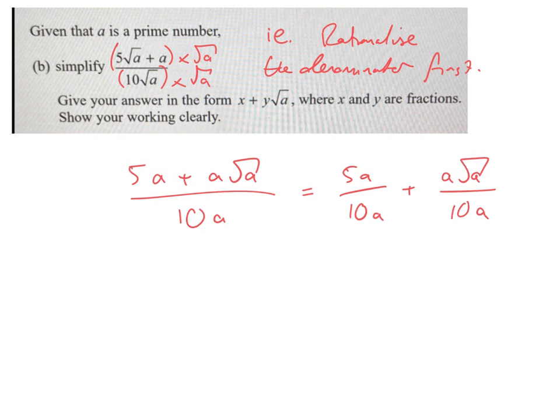The first fraction, we can cancel the a's, and then the factors of 5 as well, to get us a half. We can just cancel the a's in the second fraction, and we're done straight away. 1/10 of the square root of a, and that's a little bit easier.